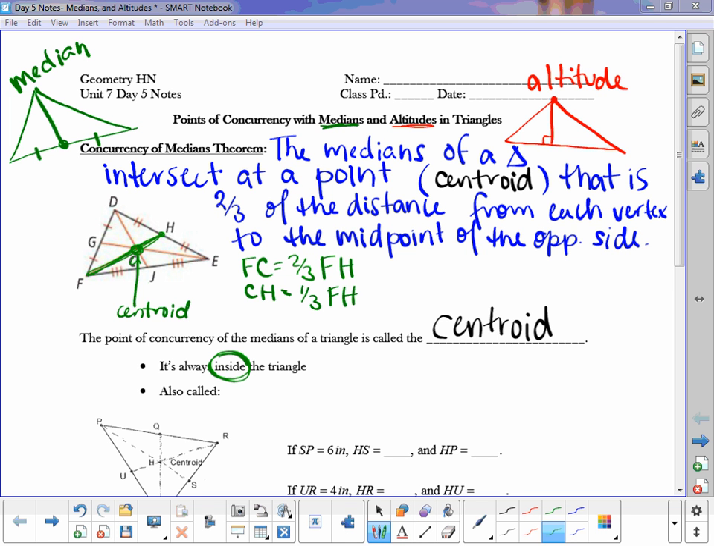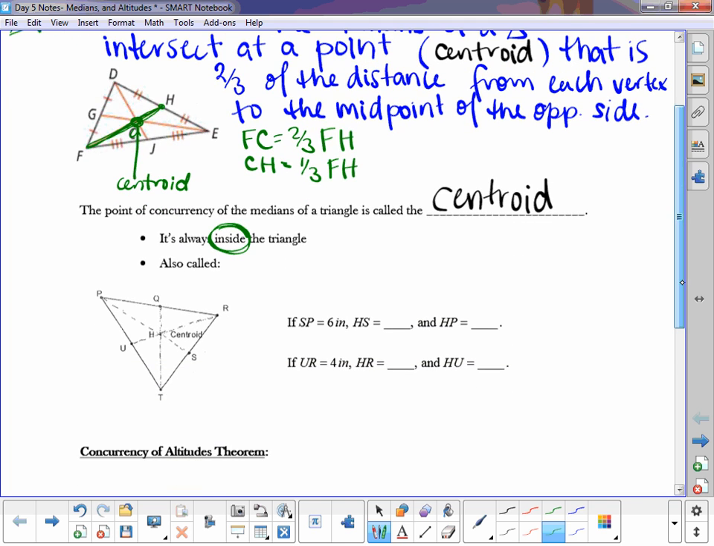Teresa, do you have a question? Okay. So, what special point of concurrency is always inside the triangle, other than centroids? Incenters, good. So, those are similar in that they're both always inside the triangle. Now, this next piece is just kind of an interesting tidbit of information. I think this is pretty cool.